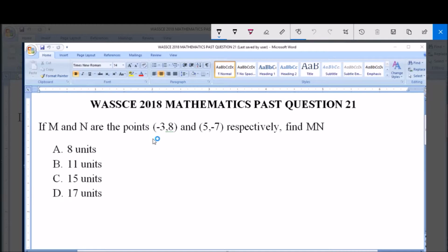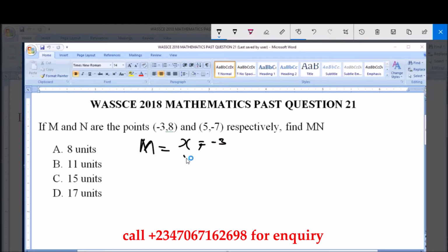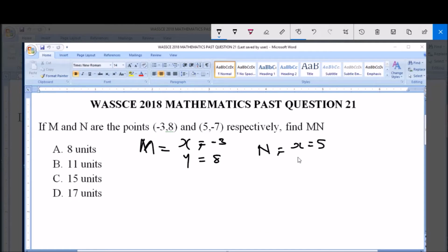Now we're given the coordinates of point M. For point M, x is equal to -3 and y is equal to 8. Now for point N, x is equal to 5 and y is equal to -7. Now the coordinates of point M, let's term them to be x1, y1, and that of point N to be x2, y2.